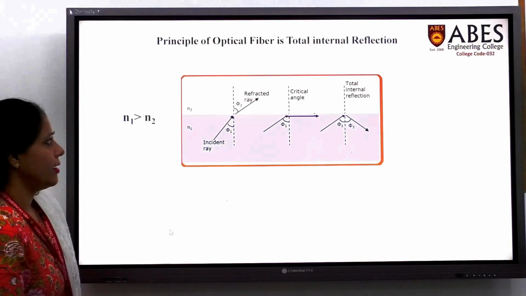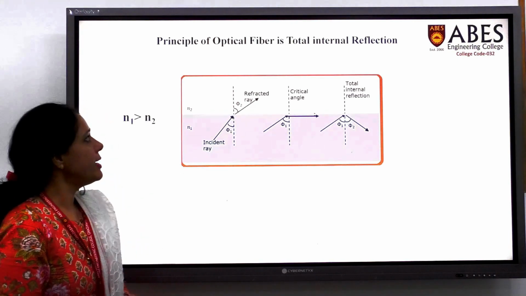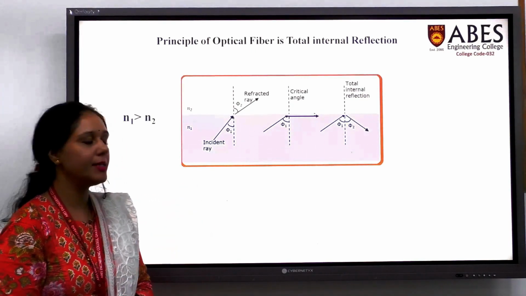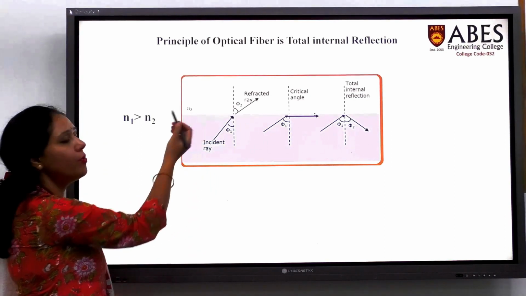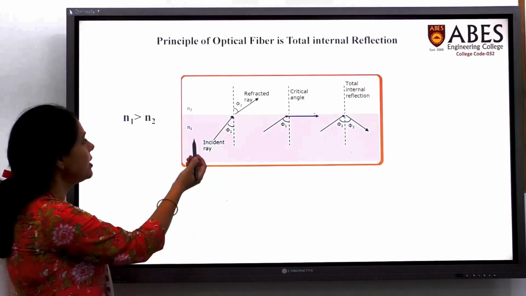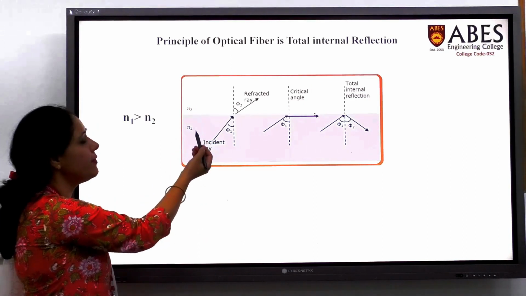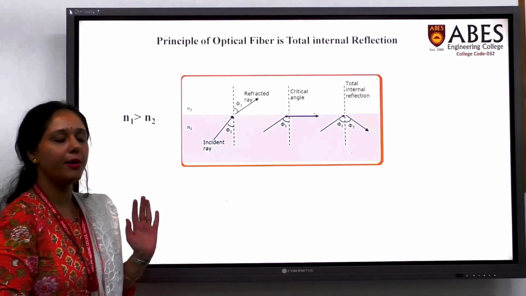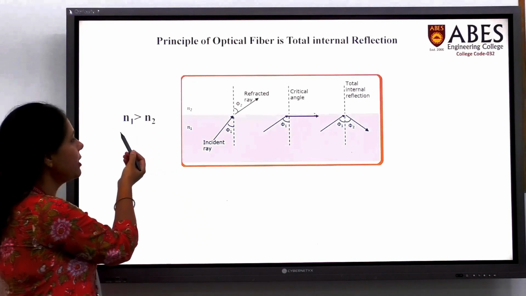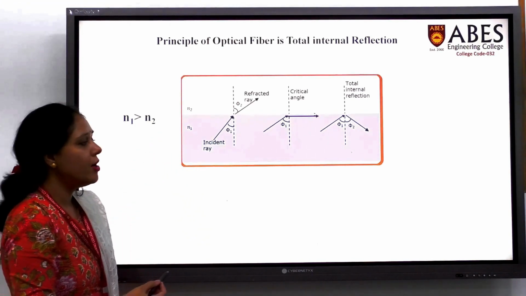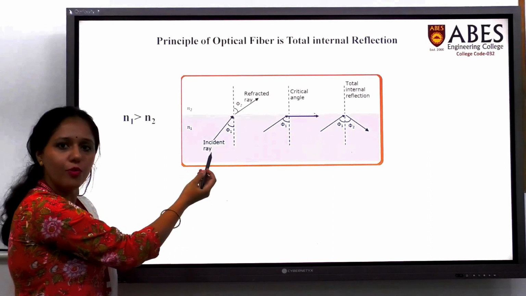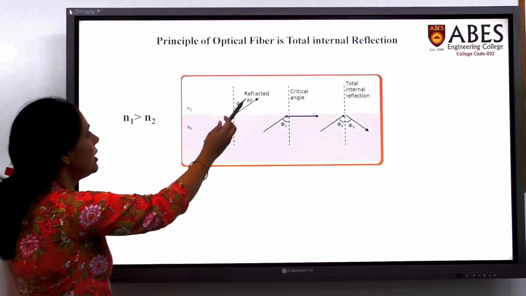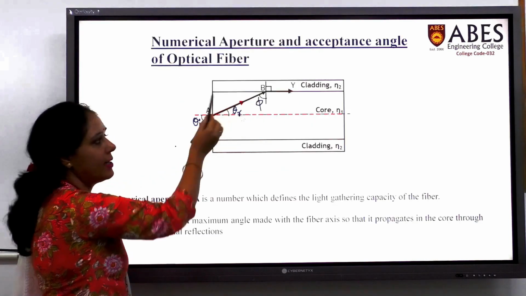Coming to the next slide, total internal reflection. It is a part of ray optics, and the optical fiber works on this principle. Now what is this principle? We can say that N1 and N2 are different refractive indices. N1 is the highest refractive index and N2 is comparatively less than N1. As I have already told, in the case of optical fiber, N1 will be greater than N2. The core refractive index will be greater than the cladding refractive index. So we all know whenever a light ray moves from a higher refractive index to a lower refractive index, N1 to N2, the light ray will bend away from the normal like this.